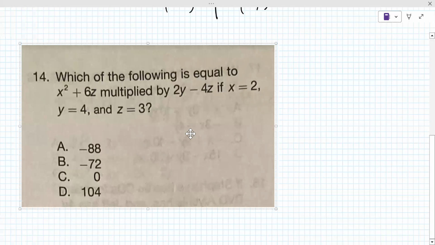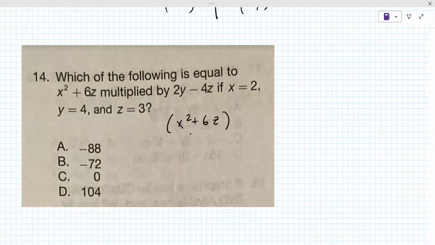So let's just do this first part. X squared plus 6z. So x is 2 squared. 2 squared means 2 times 2, that's 4. 6 times z is 6 times 3, that's 18. 4 plus 18 is 22. And that's the progression here. That's how you're going to be able to answer.